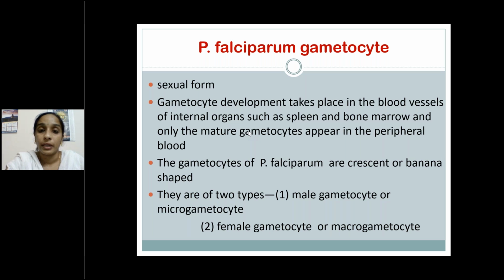Here two types of gametocytes are there. One is macrogametocytes, another one is microgametocytes. Macrogametocytes are also called female gametocytes. Microgametocytes are also called male gametocytes.